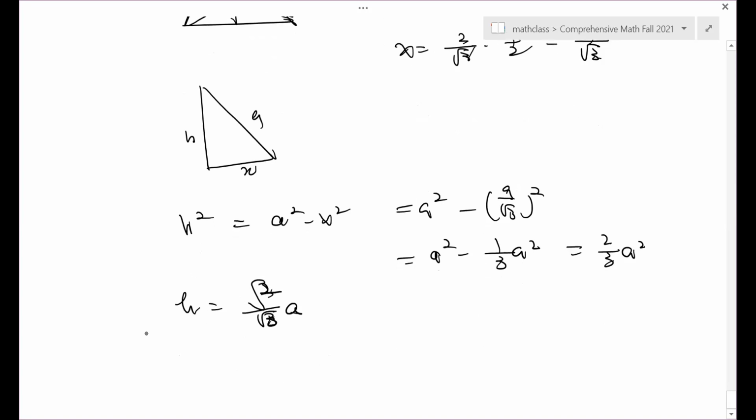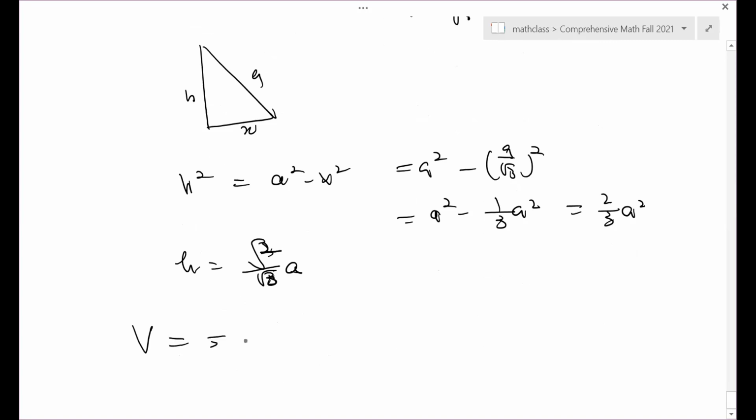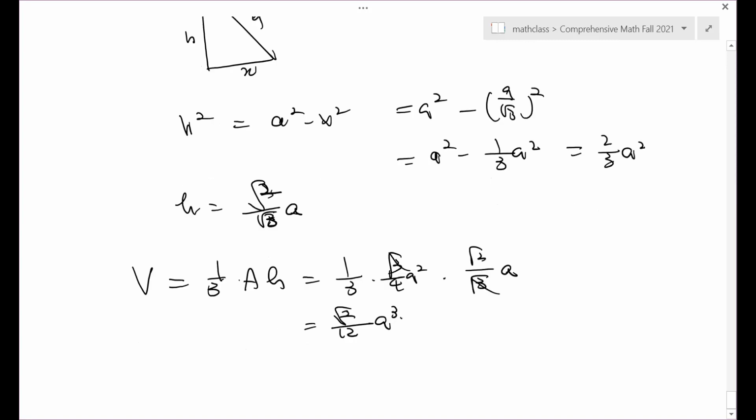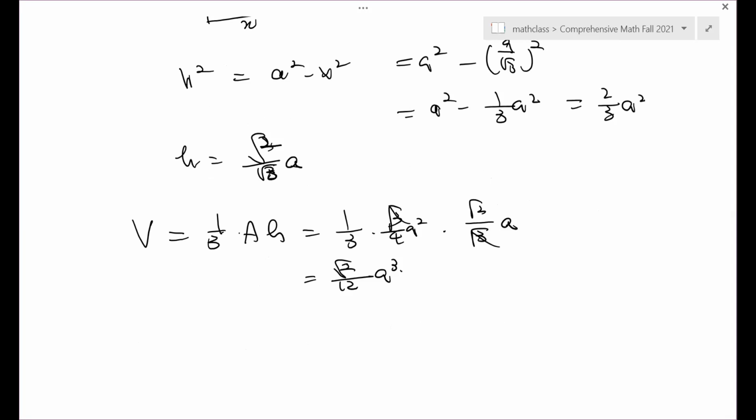Then the volume is going to be 1/3 the base area times H. So 1/3, the area is √3 over 4 times A squared, and H is √2 over √3 times A. So the √3 cancels out. What is left is √2 over 12 multiplied by A cubed. All right, so we're done with today's problem.